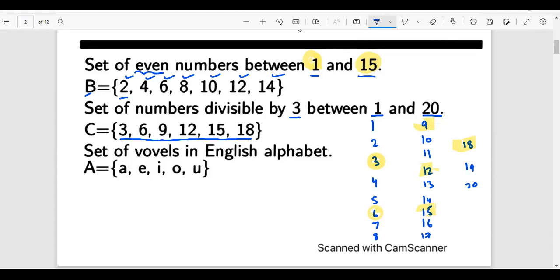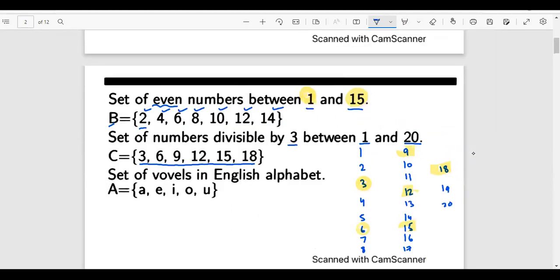Any confusions, any difficulties so far? Please tell me. If you were not able to understand anything, I can explain it again. No, ma'am, I understood. Okay, very good.